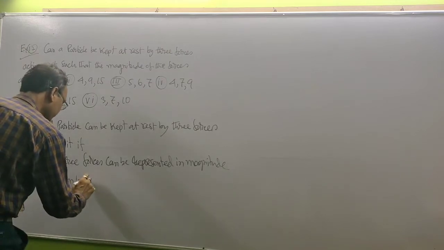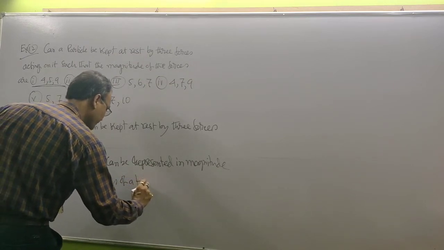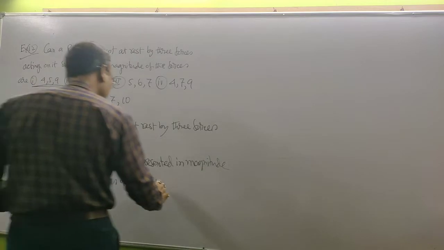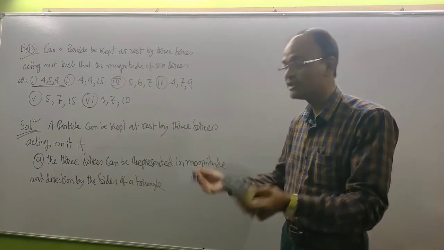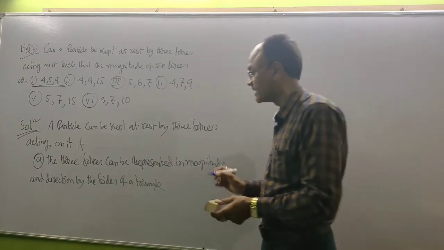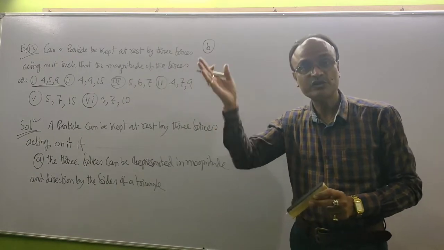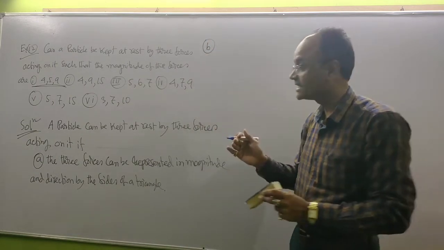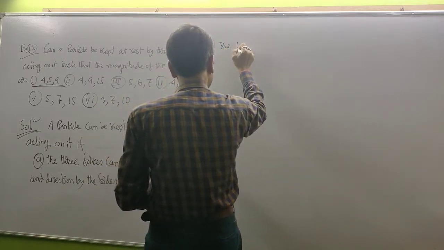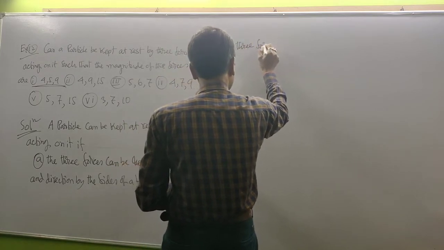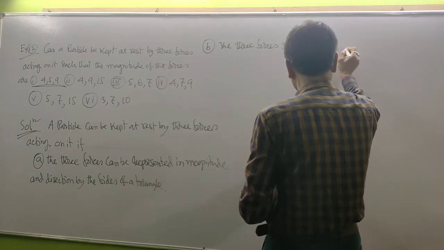by the sides of a triangle, taken in order. Number 1: if the three forces can be represented in magnitude and direction by the three sides of a triangle taken in order. And number 2: the three forces should act in a straight line.